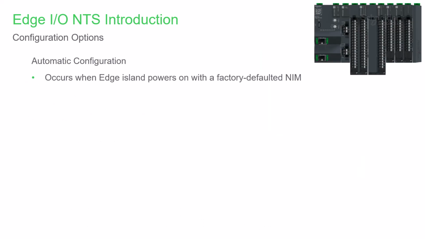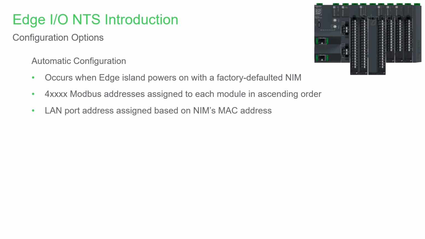When you apply power to an island with a factory defaulted network module, it'll be configured automatically with default module parameters. And 40,000 series Modbus addresses are assigned to each module's I/O and diagnostic parameters. By default, the LAN port address will be assigned by a dynamic host configuration protocol server, though by rotating a switch on the NIM's front panel, the default IP address can be based on the NIM's MAC address.